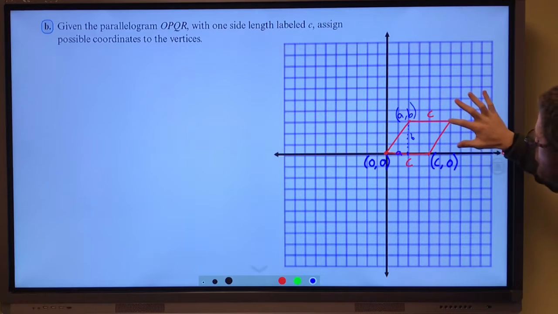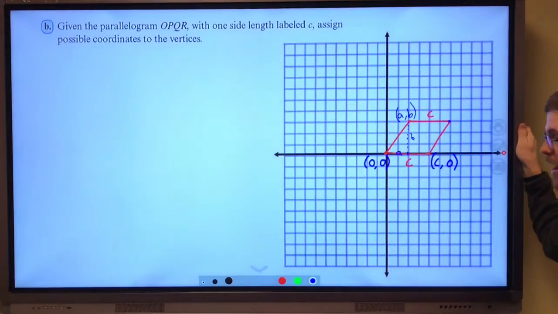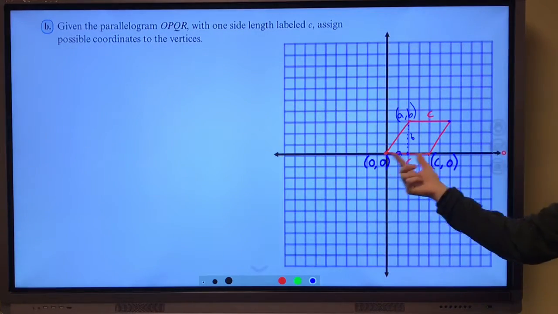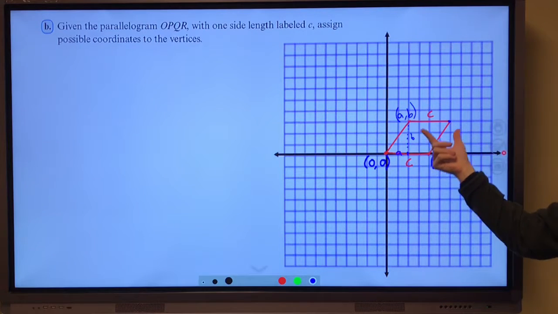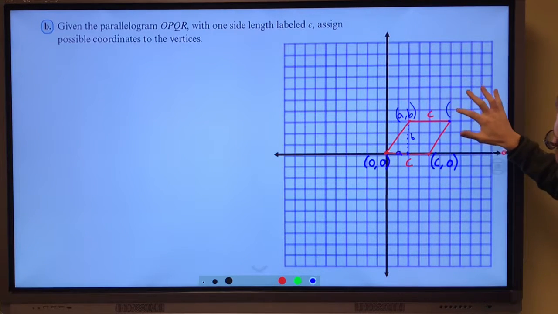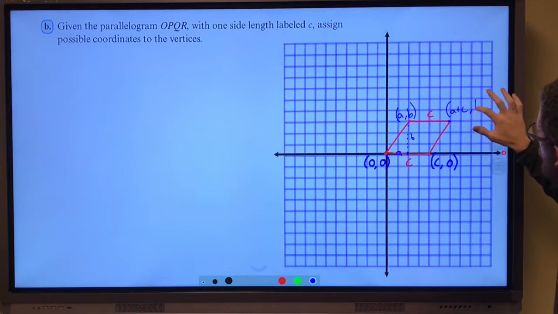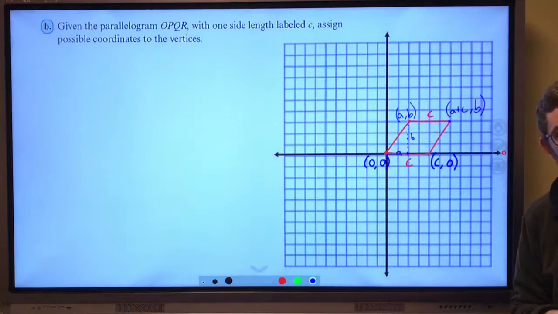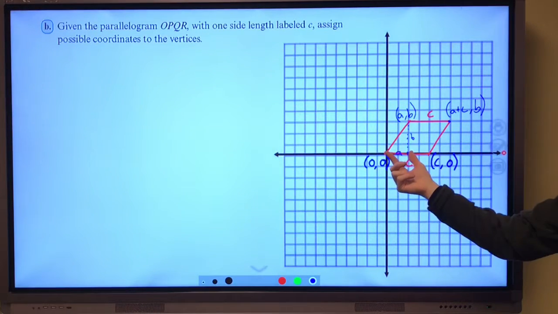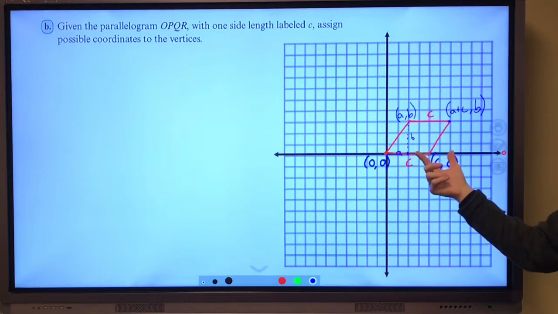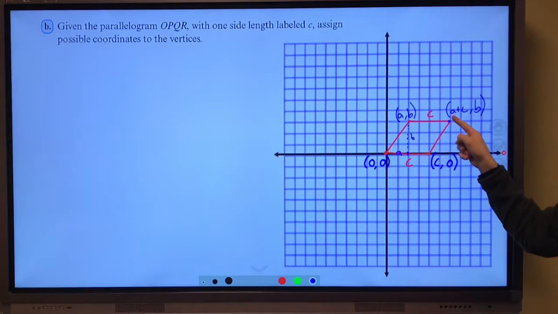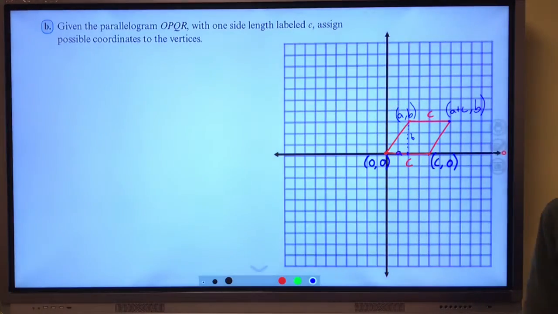Finally, to get to this point right there, I went over A, the distance A, plus the distance C. A plus C would be my x-coordinate, and then I went up the same amount, B. Notice I went over A, I went over C, I went over A plus C, and then went up B.